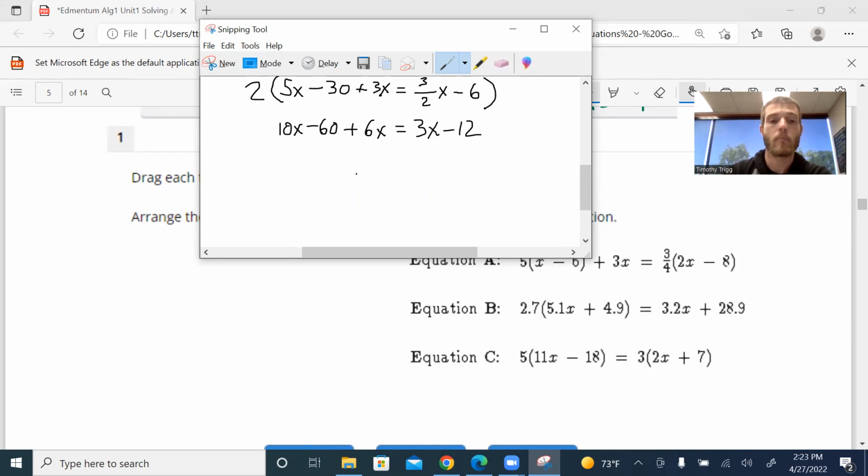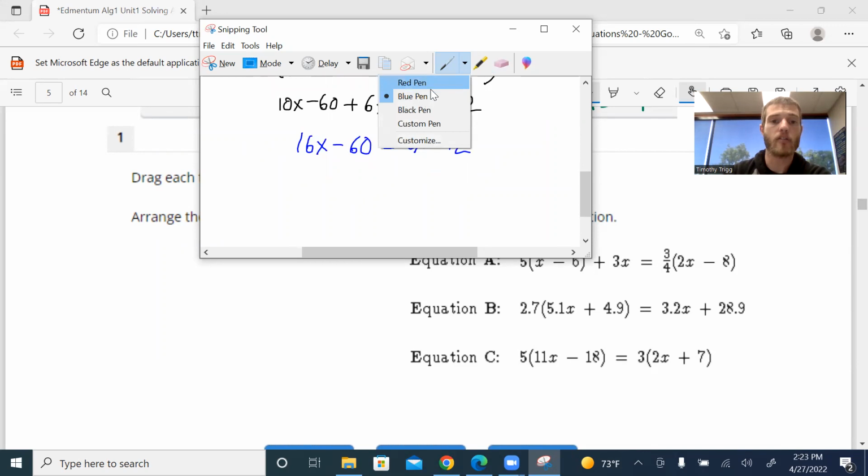Okay. We can combine like terms here on the left side. 10x plus 6x, that gives us 16x. We also have a minus 60 over here. On the right side, we have a 3x minus 12.